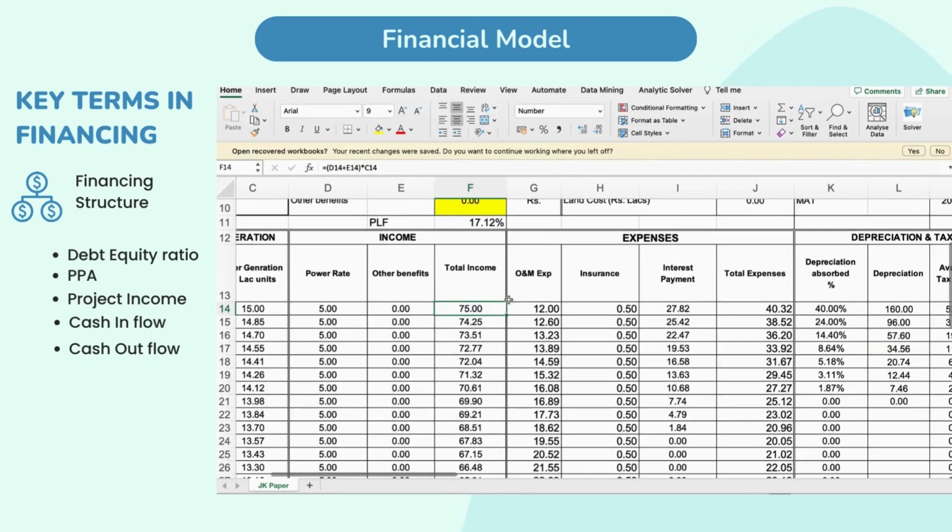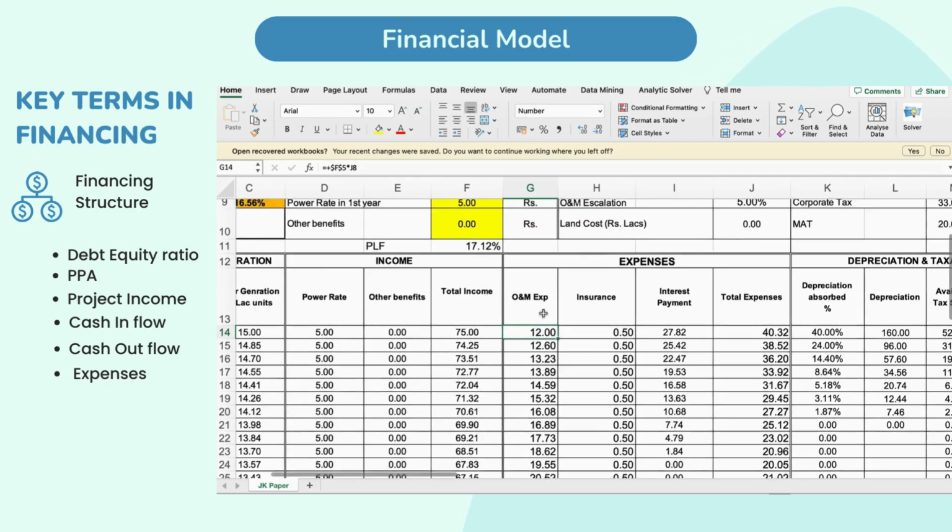Now let us discuss the outflow. In the outflow section, you have the O&M expenses, you have insurance, and you have interest payment. So these are the total expenses. Total expenses is the summation of O&M expenses, insurance, and interest payment.